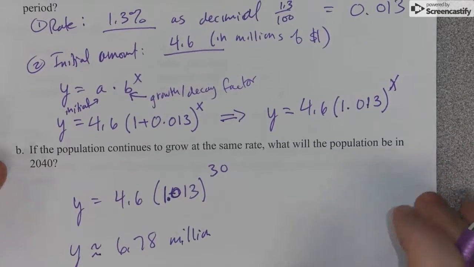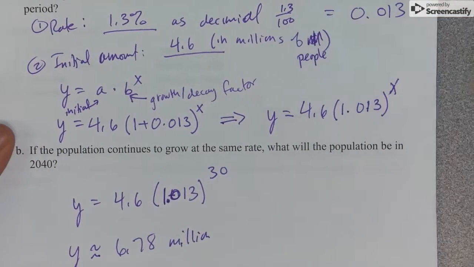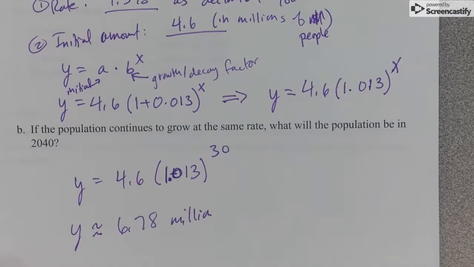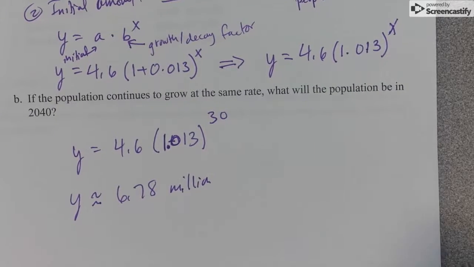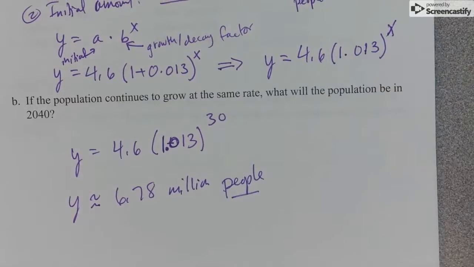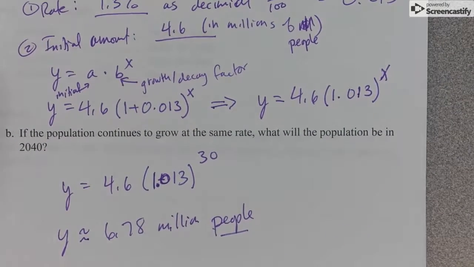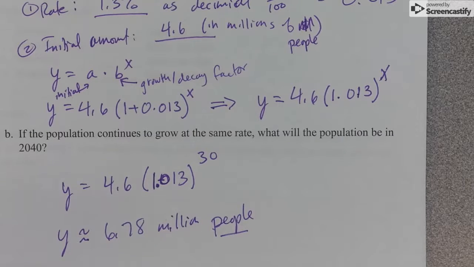Sorry, I made a mistake up here. This is millions of people, not dollars. Hopefully you caught that. So y is approximately 6.78 million people, not dollars. As long as this population keeps growing at the same rate, this function could be used to determine what the population is going to be in the future.